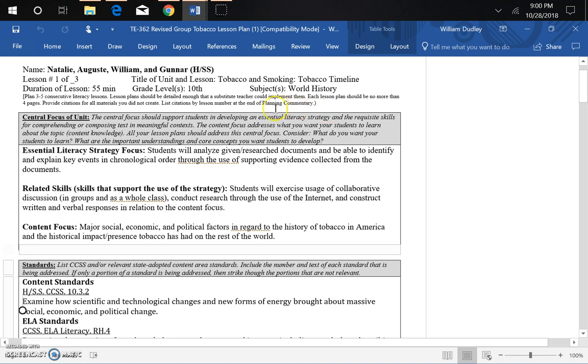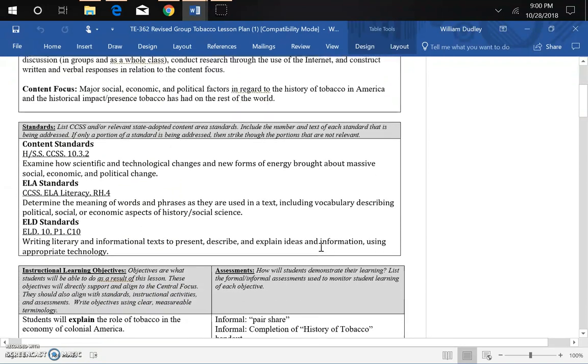So it's a grade 10 world history. The literacy strategy focus, we kind of focus on the main activity that we are doing in this lesson, which is students using provided documents, internet or printed, or research their own, and identify and explain key events in chronological order. Related skills we put that would support this general strategy: collaborative discussion, internet research, related to the content focus, which is major social economic factors on the history of tobacco in America and its impact on the rest of the world.